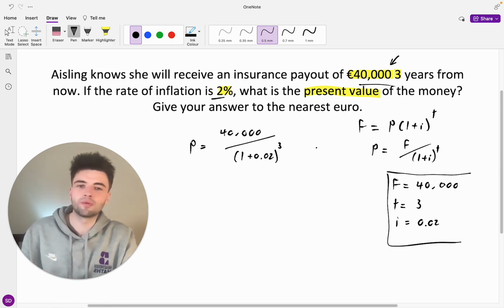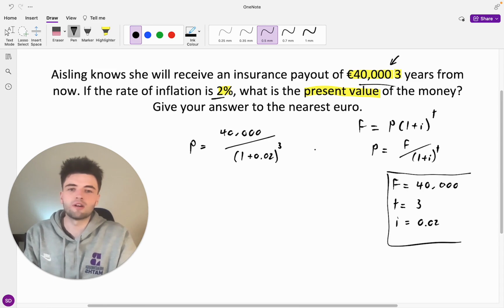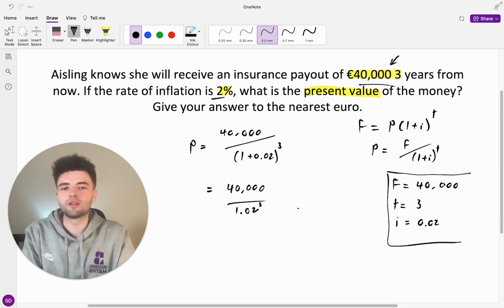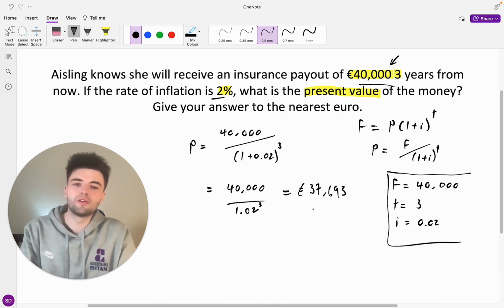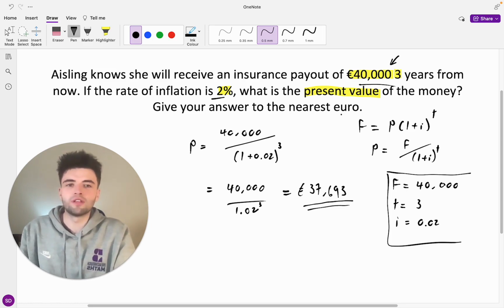So this is how it looks when we plug in our 40,000 and our interest rate and our amount of time. And so we can actually just tidy that up a bit. And we're just going to get 40,000 divided by 1.02 to the power of 3. And so when we plug that into the calculator, we're going to get out that the present value of that money is going to be €37,693. And that's rounded off to the nearest euro.